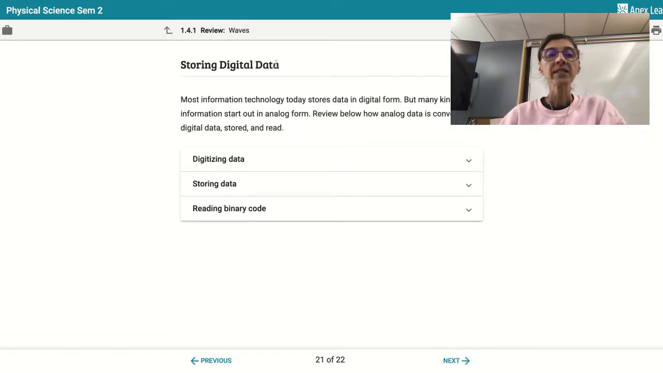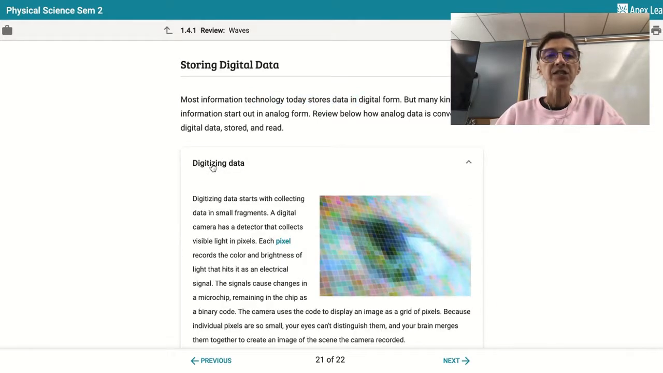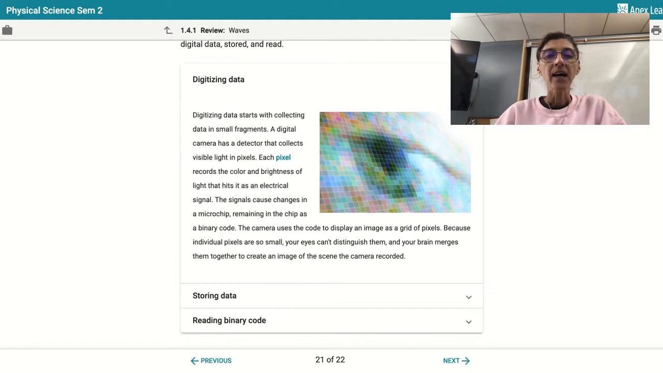And then storing digital data. Most information technology today stores data in digital form. You already know that. So these are some applications of digital storage, digitized data, like pixels. You've probably seen pixels if you're shopping for a TV or a monitor or a cell phone that has really good resolution. So this helps you really understand what a pixel is.